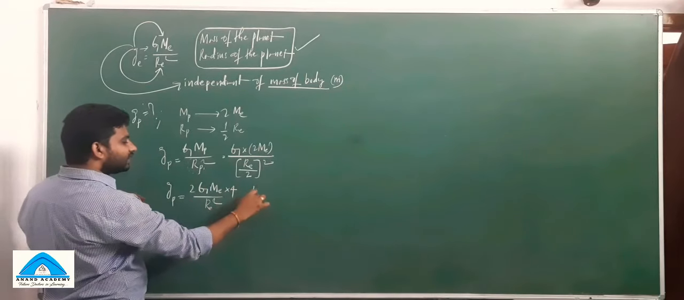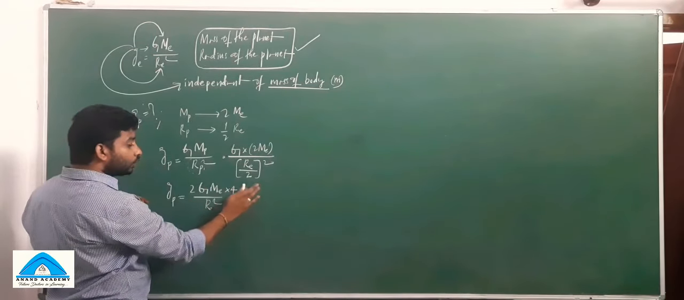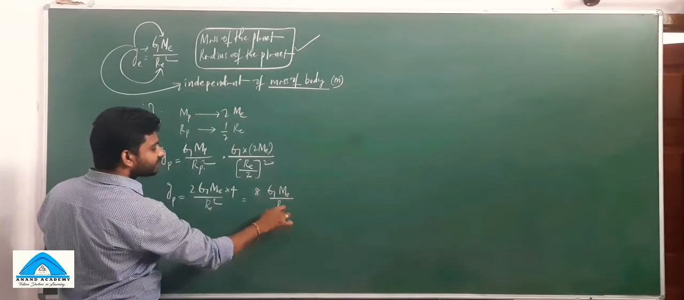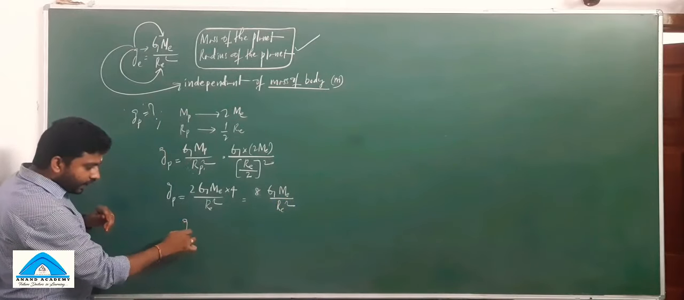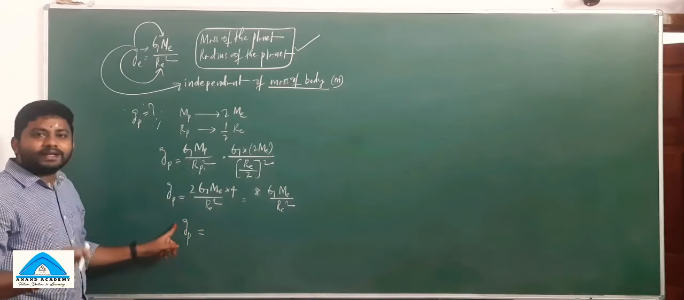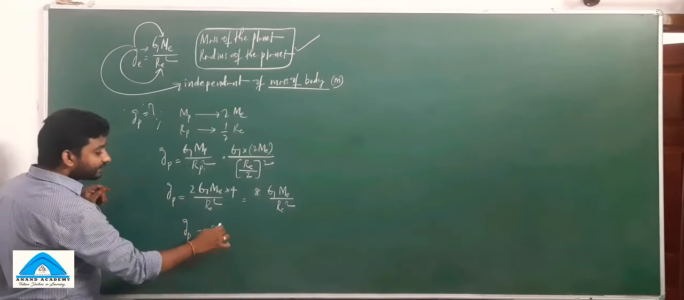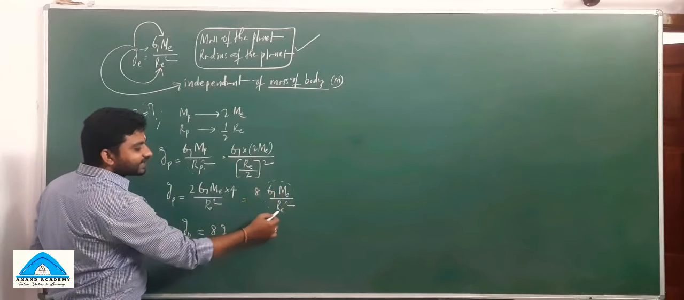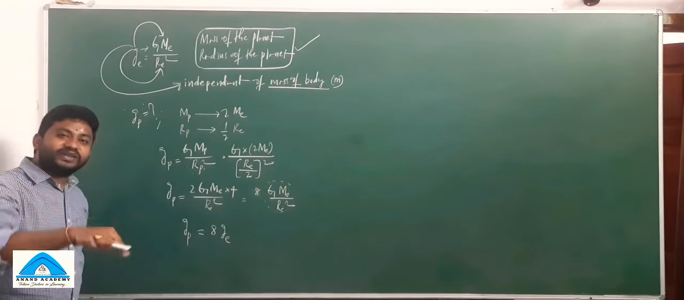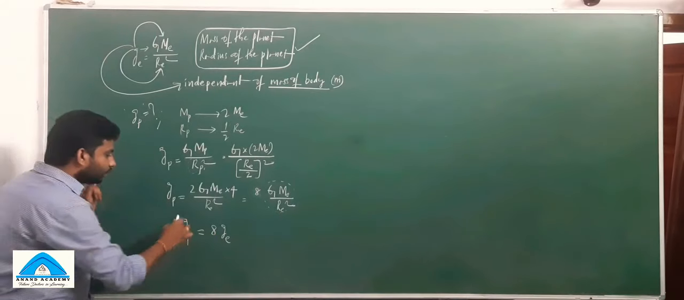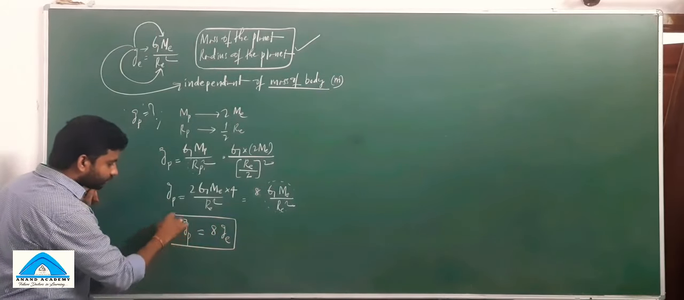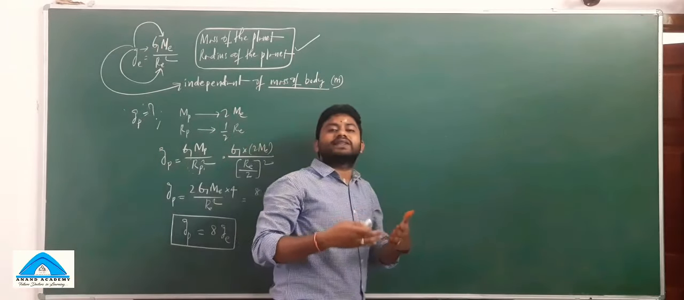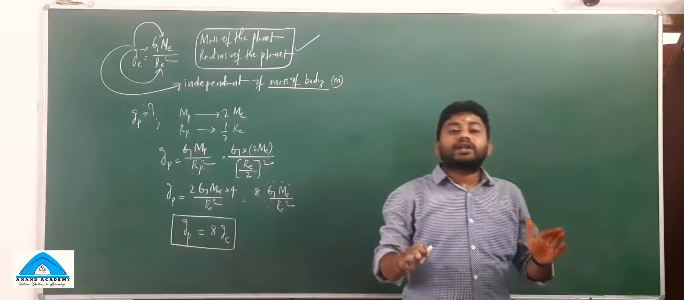So what is your answer here? 4 into 2, so that's 8 G capital M divided by radius of the earth whole square. So I can write, acceleration due to gravity on this planet will be 8 times acceleration due to gravity on the earth's surface. So what is this expression? Is this expression acceleration due to gravity on the surface of the earth? Yes, exactly. So on this planet, acceleration due to gravity is 8 times more than the acceleration due to gravity on the surface of the earth. I hope it's very clear to you.